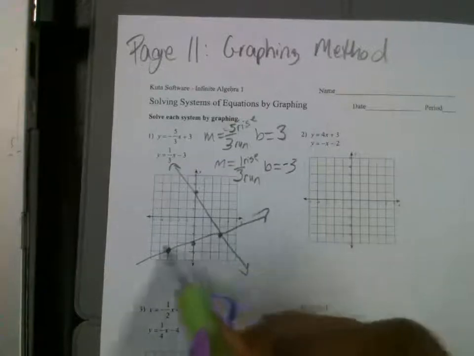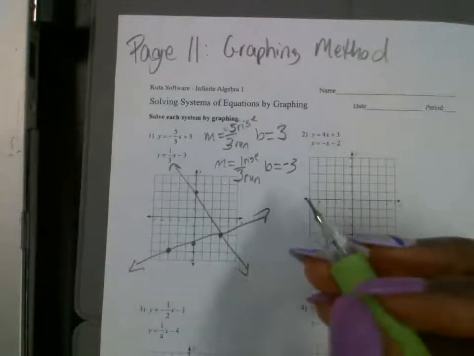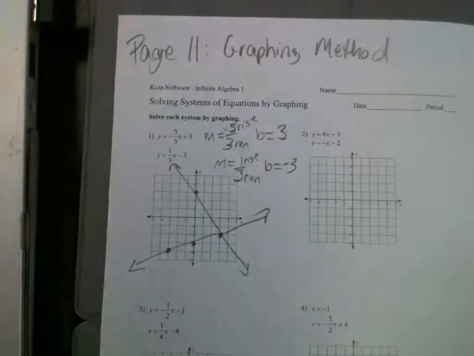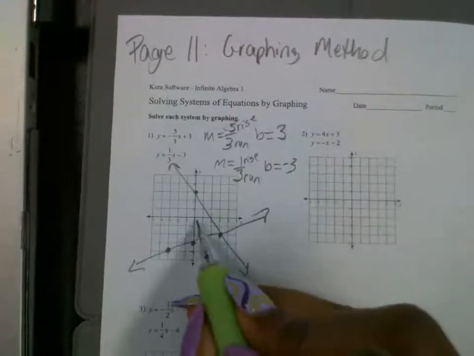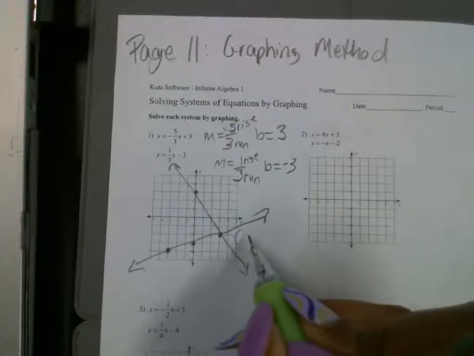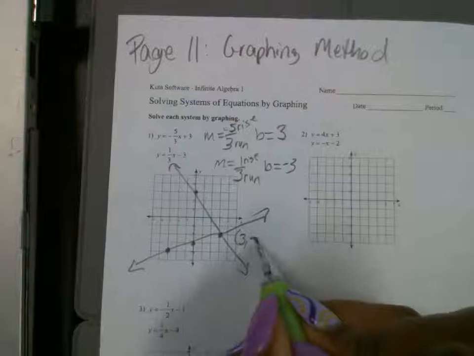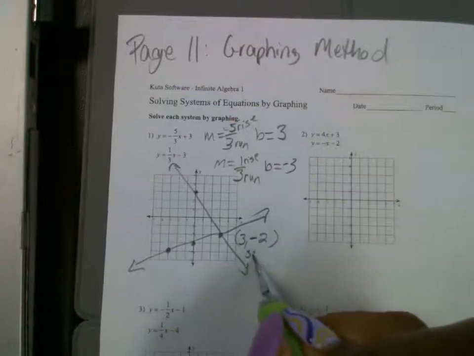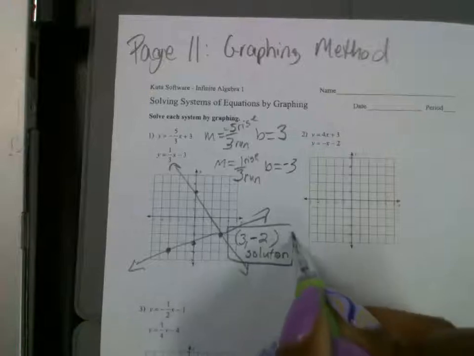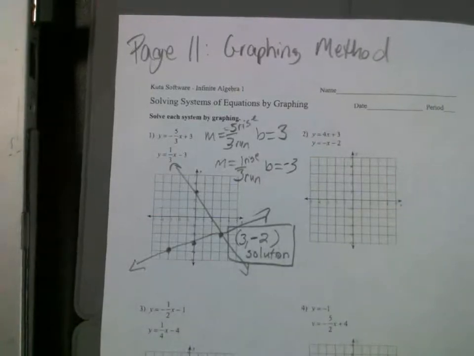Now, where do they cross each other? They cross each other where? 3, negative 2. Very good. 1, 2, 3, 1, 2. That's my solution. Positive 3, comma, negative 2. This is the solution. That's the point that they share. Do you understand that? Does that make sense? I need you to try to do the other one on your own before you ask for help, okay?